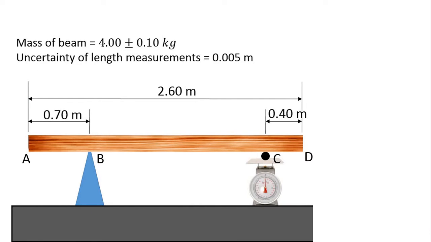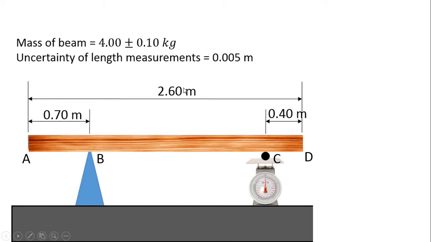Here's the experiment that I'm going to use in this video just as an example. So let's say in this experiment we have one beam and it's supported here on this end at B, and then there's a scale that's supporting it at point C, and there's nothing else touching the beam, so the only thing that's creating a force is the weight of the beam. And so this scale will measure the normal force here at C required to support the beam in equilibrium.